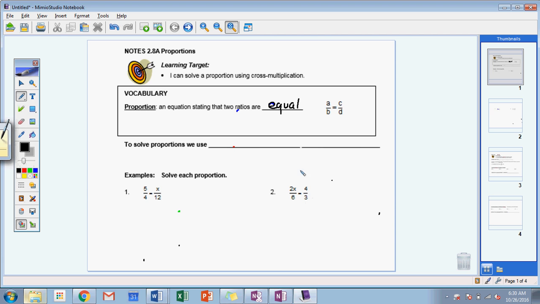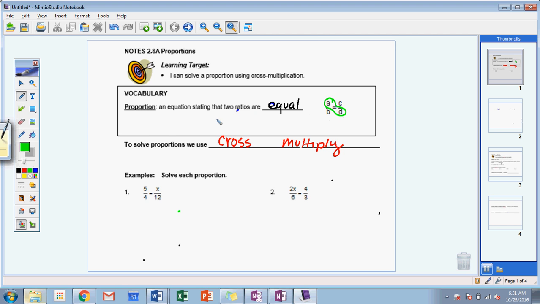And to do that, we're going to use something called cross multiplication, which I'm sure many of you remember from years past. So you're going to cross multiply to figure out a missing component of that proportion. So let me show you why that works. In a proportion, the two diagonals of the proportion should be equal to each other when you multiply them together.